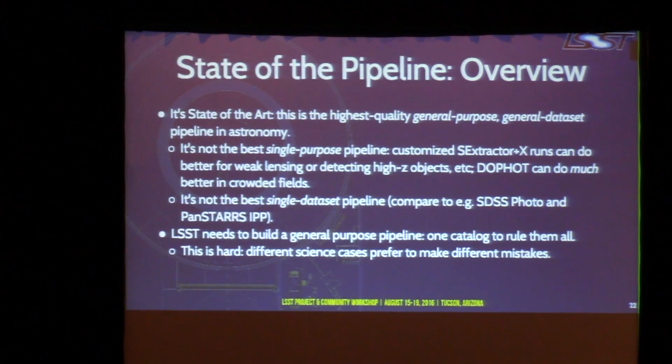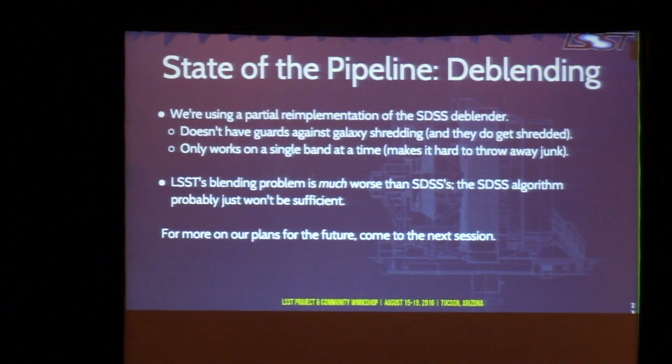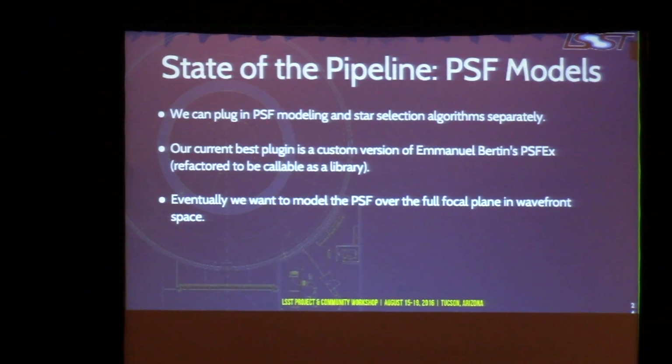One of the big challenges for LSST is not just doing something that is good for detecting high redshift quasars or doing weak lensing. We have to make a single catalog that works for both. And that's harder than you might think, because people want to make different approximations, and that means we're not actually allowed to make a lot of those approximations at all. Our deblending is not so great. If you want to learn more about this, come to the next session. I'm going to blow through faster than I had before.